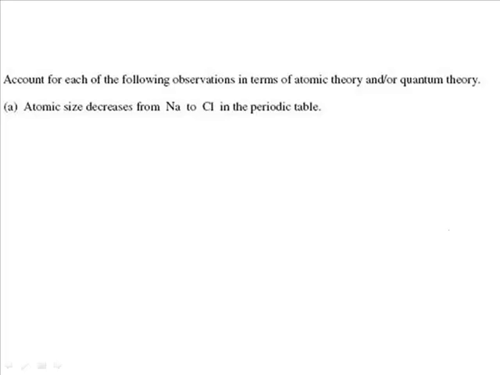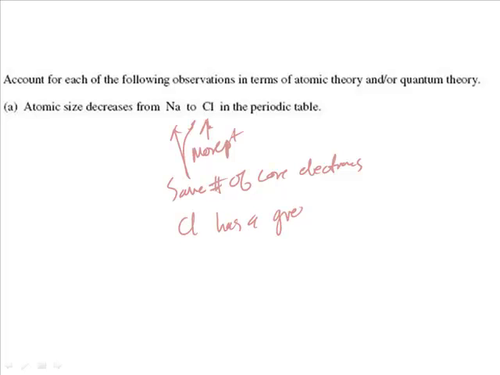Okay, so here it is right here. Account for each of the following observations in terms of atomic theory and or quantum theory. Atomic size decreases from sodium to chlorine on the periodic table. So again, you would want to mention the fact that chlorine has more protons. However, they both have the same number of core electrons, which means chlorine has a greater effective nuclear charge.